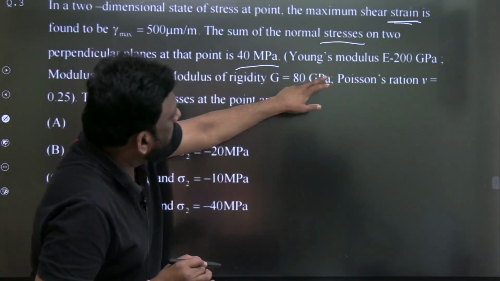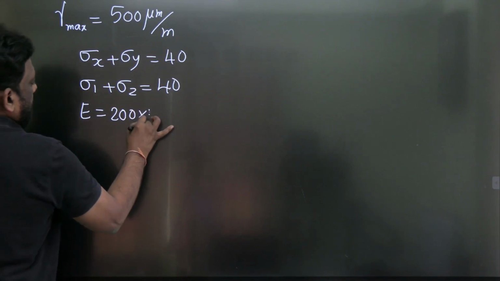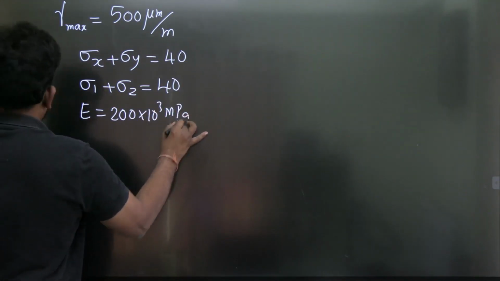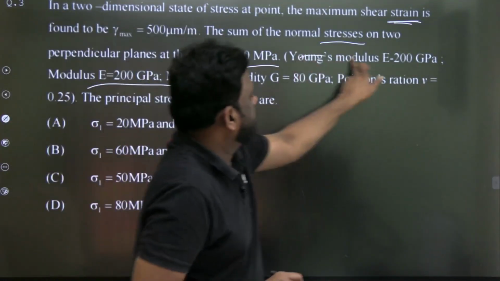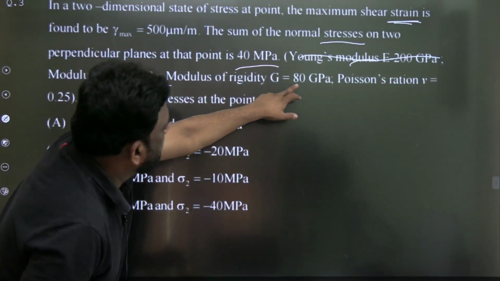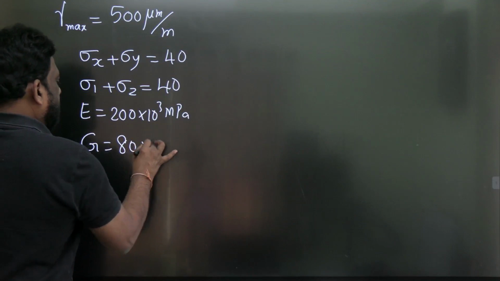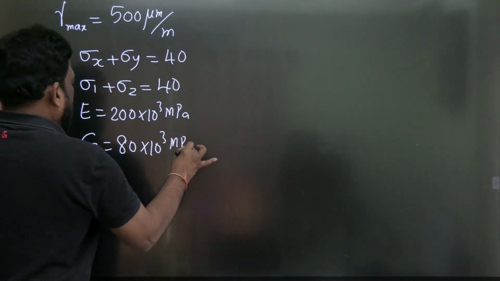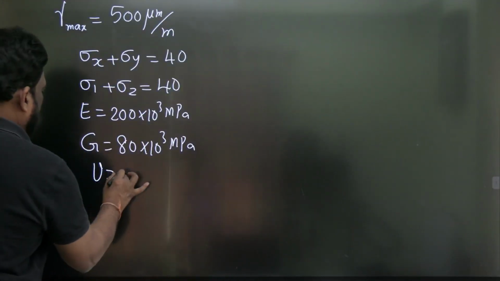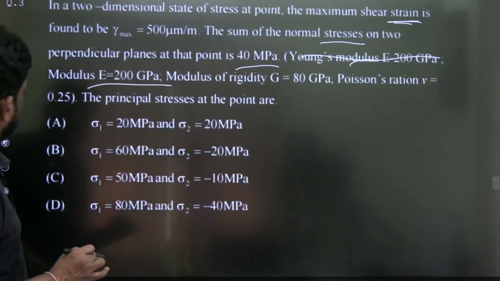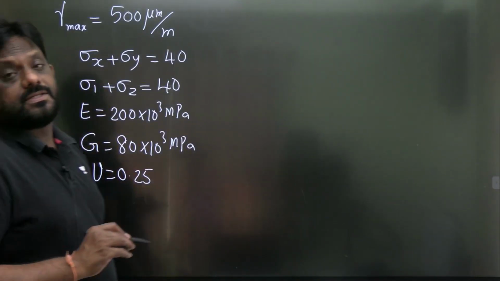And then the Young's modulus is 200 giga, and giga is 10 power 3 megapascal, no issues at all. So Young's modulus is 200 and the rigidity modulus is 80. Giga can be written as 10 power 3 megapascal. And the Poisson's ratio is 0.25. Any other data given? Poisson's ratio is 0.25. And the principal stresses, he is asking, what are the principal stresses?